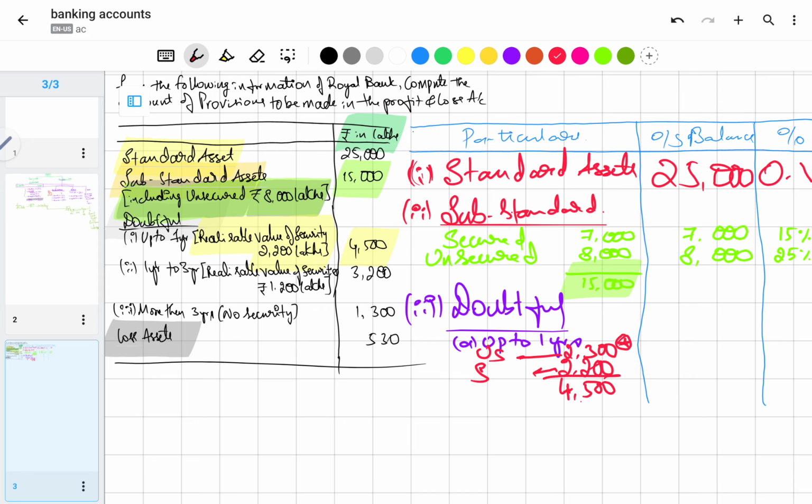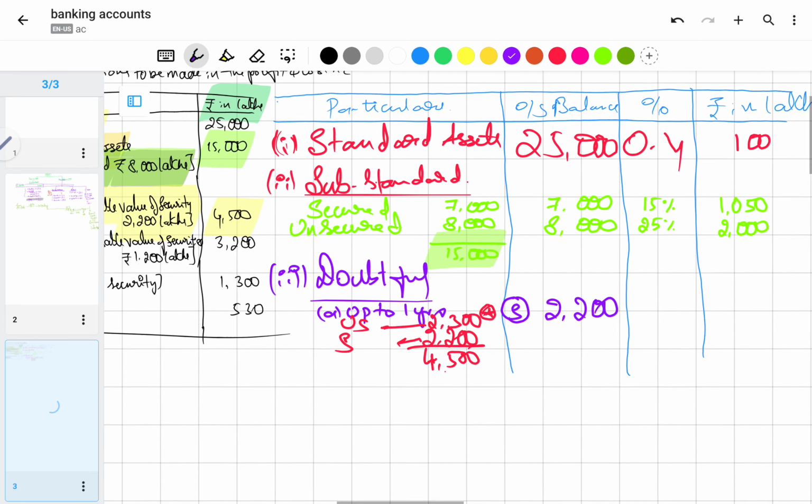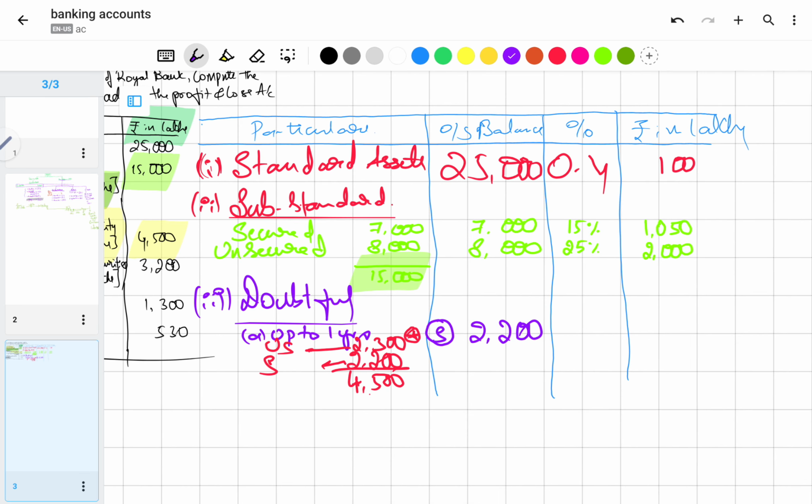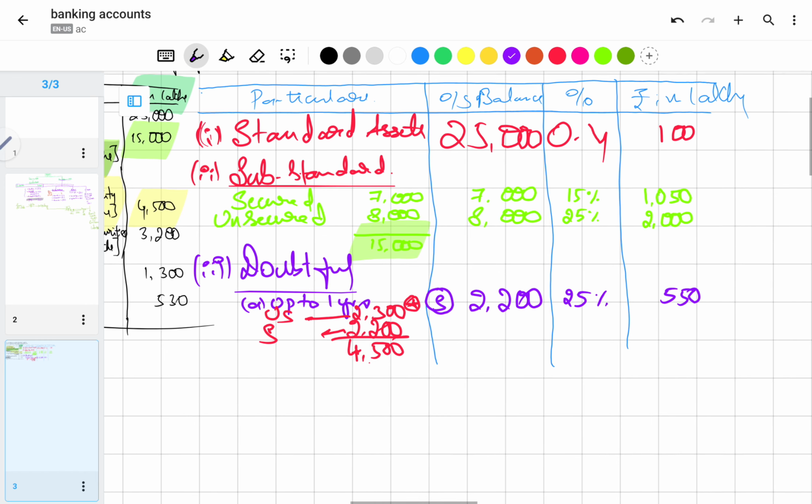I'll put a star mark for the unsecured portion. I'll compute for the secured portion. Up to 1 year, I am considering only the secured portion. I'll write over here secured. Secured portion is 2,200 lakhs. Secured portion for up to 1 year is charged for provision at 25 percentage. Then 2,200 into 25 percentage amounts to 550 lakhs.